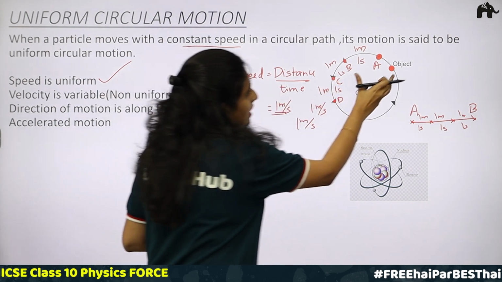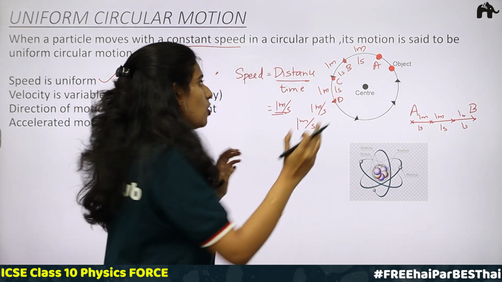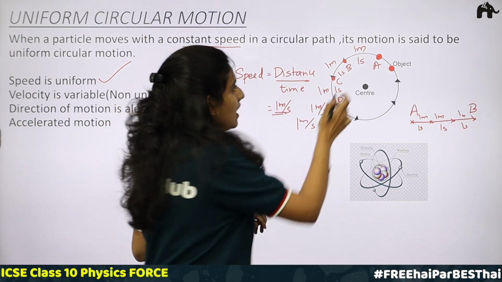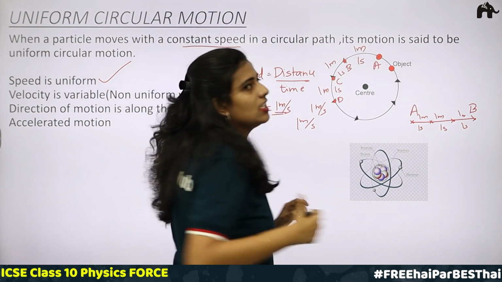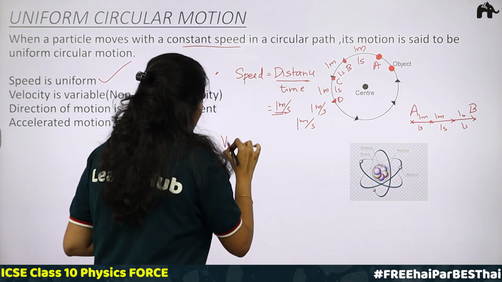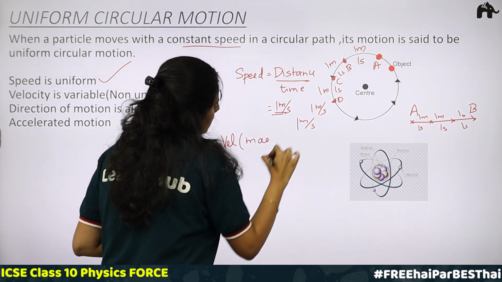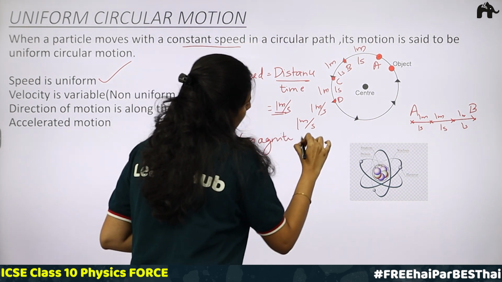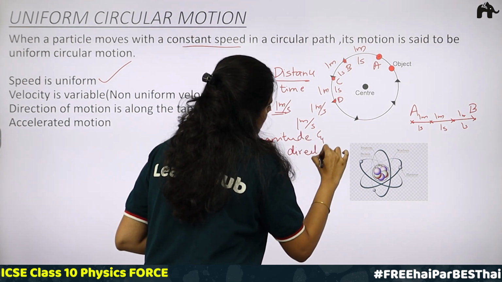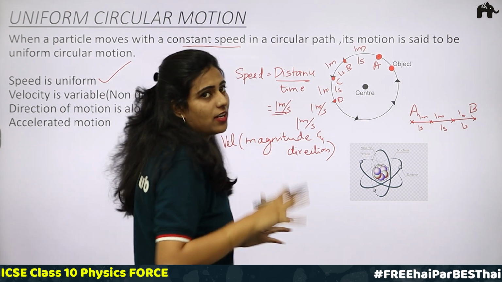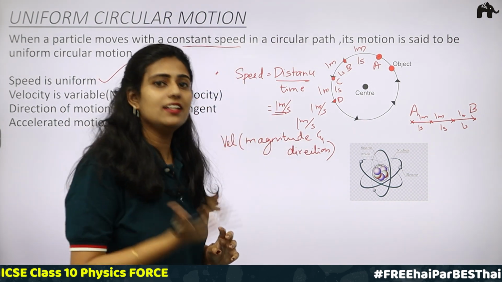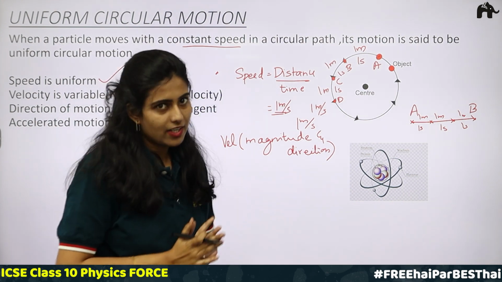Okay. Now here, check this case. The body is traveling distances. But what is the difference? At each point, the direction is different. Velocity is something that depends on magnitude and direction. What do we call such quantities? A quantity which depends on both magnitude and direction is a vector quantity. Velocity is a vector quantity.